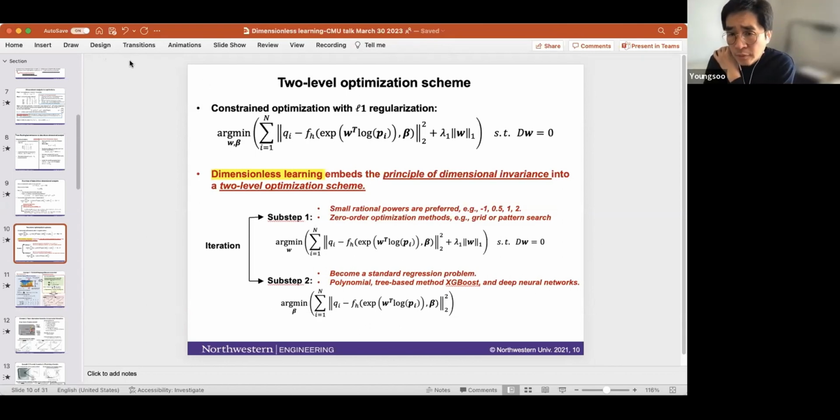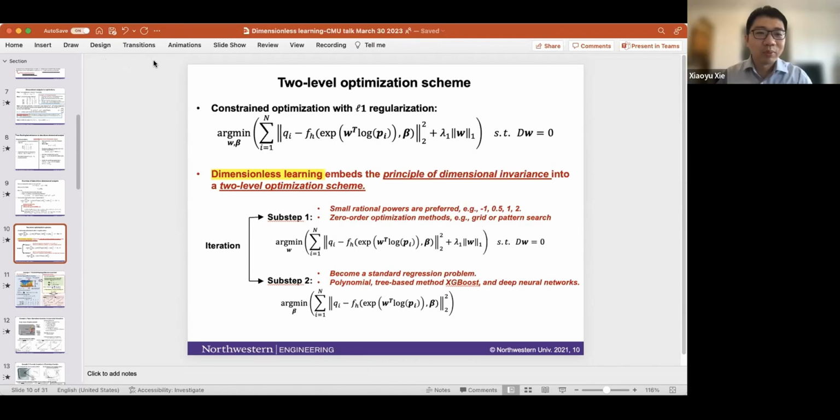There's another question by Eric. Can you rediscover physics laws such as Maxwell equation? Yeah, we haven't done this kind of discovery, but if you are willing to do that, I think you can do that. Yeah, I think you can do that.